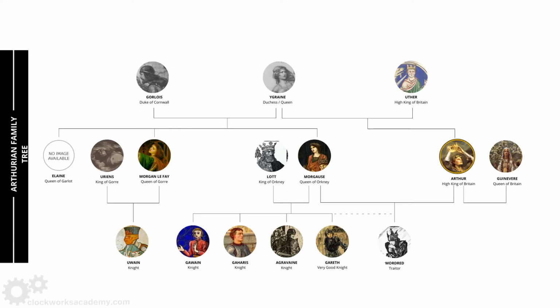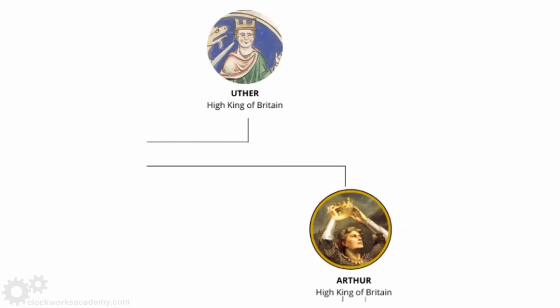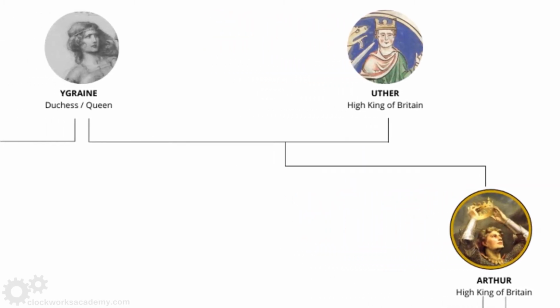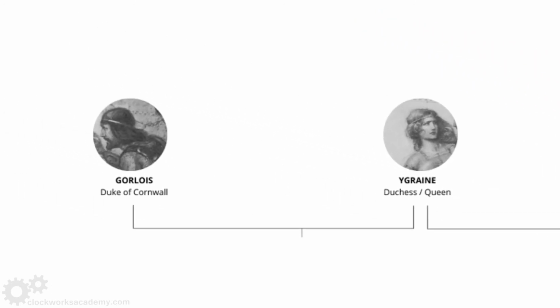Without further ado though, here's a little look at King Arthur's family tree. Here's the whole tree. Let's look a little closer. King Arthur, of course, is the central figure of Arthur's family tree. Arthur's parents are Uther, High King of Britain, and Igraine, who was his queen, and also previously the Duchess of Cornwall. She was married to Gorlois, the Duke of Cornwall, before she was married to Uther.